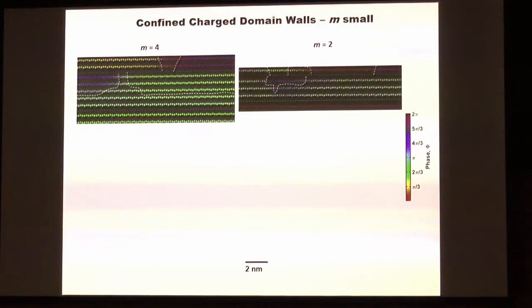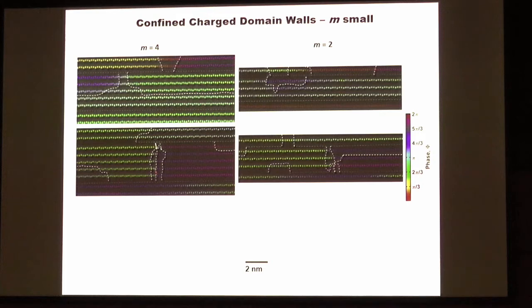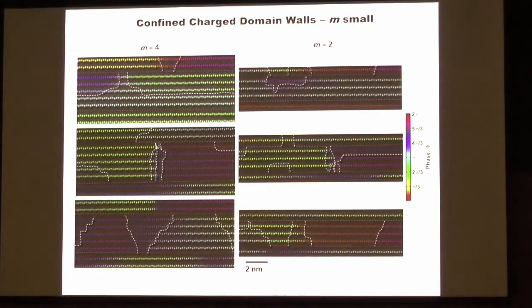Whenever we confine this further to m equals 4 and m equals 2, here we can see for the m equals 4, we do get regions of charged domain walls, whereas for the m equals 2, this tends to not happen, they tend to be smaller. We also get regions where different numbers of domains may come to a point. So here 4 are coming to a point. And then we can also stabilize these structures where the ferroelectric phase is winding in more of a stripe pattern through the crystal.